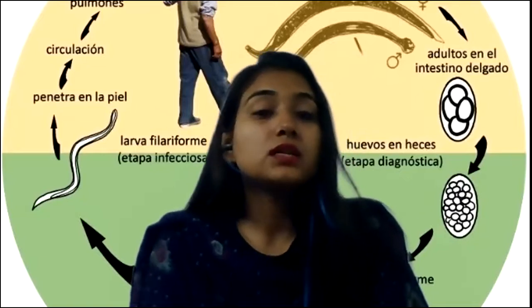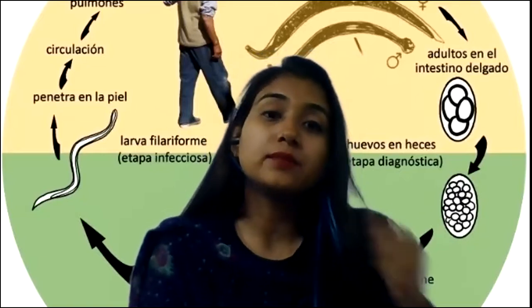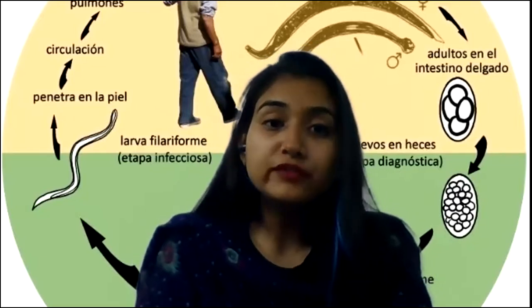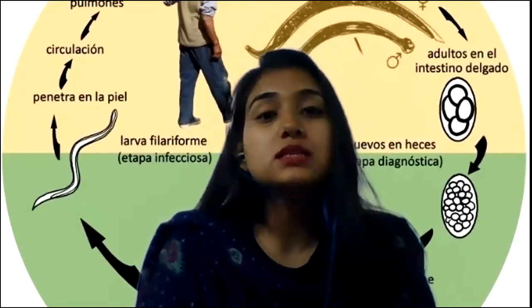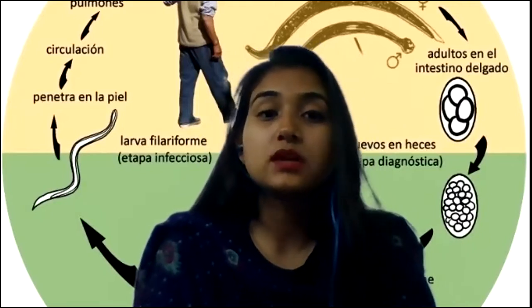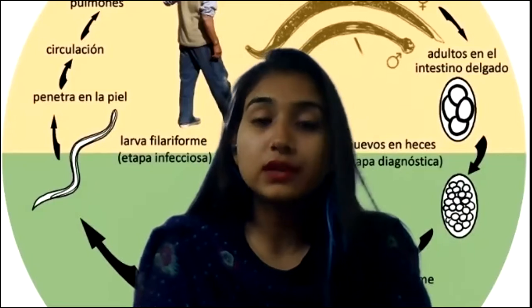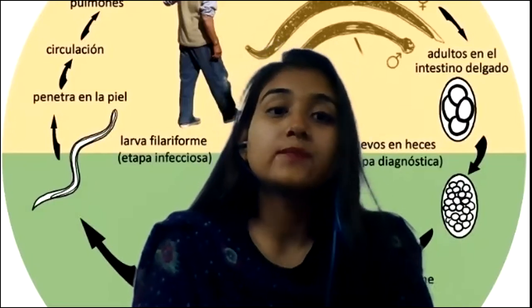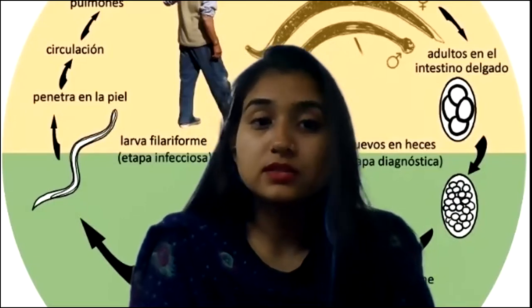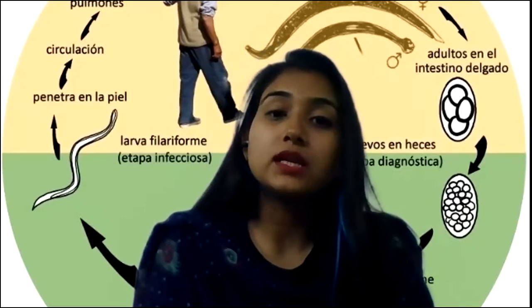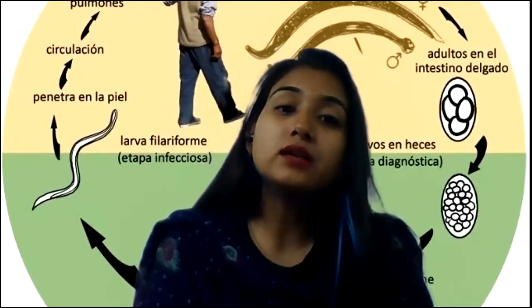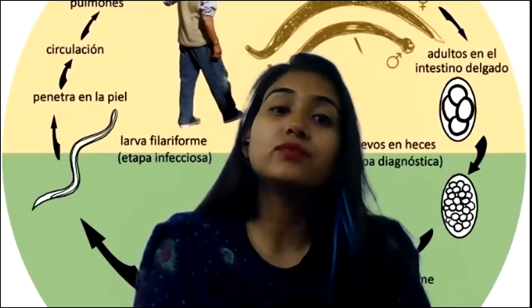The worm assumes a Y-shaped figure during copulation. So, the copulatory bursa consists of three lobes, one dorsal and two ventral. Each lobe is supported by chitinous rays, so the total number of rays is 30. The lifespan of the adult worm is about 3 to 4 years.